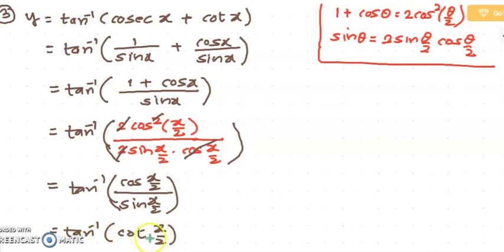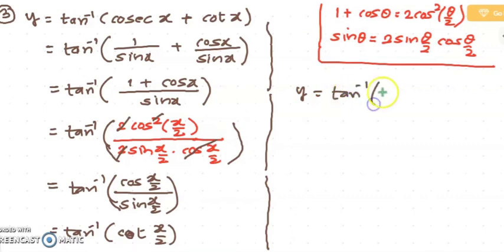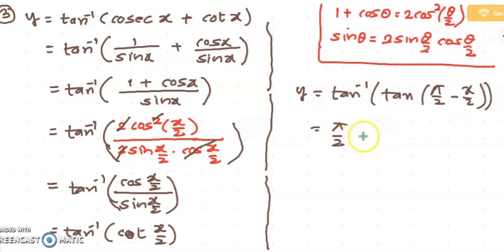Tan inverse of tan x by 2 would have been fine. That would have been what we required. But it is tan inverse of cot x by 2. Still there is no problem. We can still manage it and write that as y is equal to tan inverse of tan of pi by 2 minus x by 2. You can do this arrangement anytime, because tan inverse of tan of anything is that thing. Tan inverse of tan of x is x.